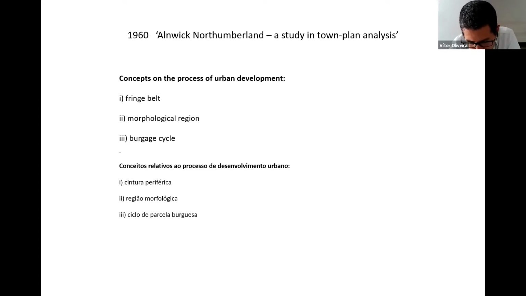And in a way, contrarily, for instance, to space syntax, which uses some methods and concepts at very different scales, here some of these concepts are more adequate to particular scales. For instance, Fringe Belt is more adequate to a macro reading of the urban landscape. The morphological region would be more adequate to the meso scale. It will not be very adequate to address a large city as a whole. While the burgage cycle is specifically considering the changes that take place within the boundaries of a plot.